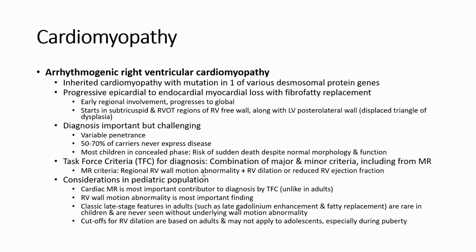Arrhythmogenic right ventricular cardiomyopathy is inherited and progressive, with epicardial to endocardial myocardial loss and fibrofatty replacement. Diagnosis is important but challenging. Task force criteria can be used for diagnosis, and a consideration in the pediatric population is that cardiac MRI is the most important contribution to diagnosis by TFC, unlike in others.